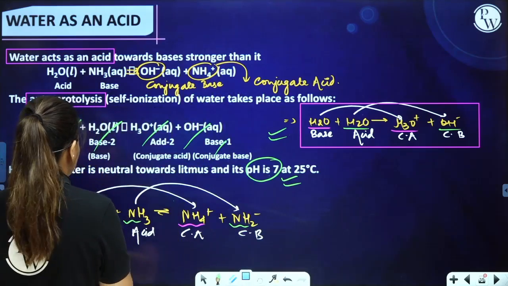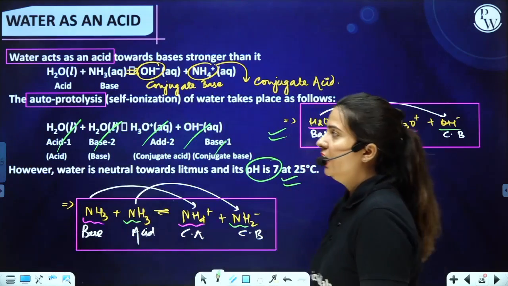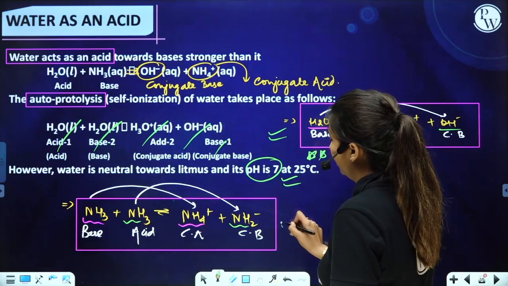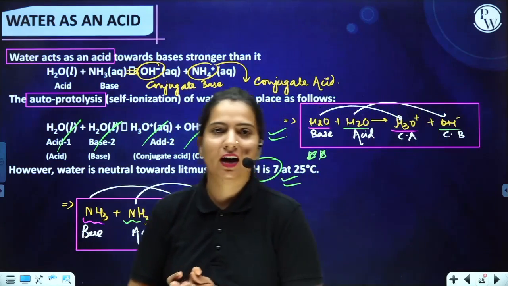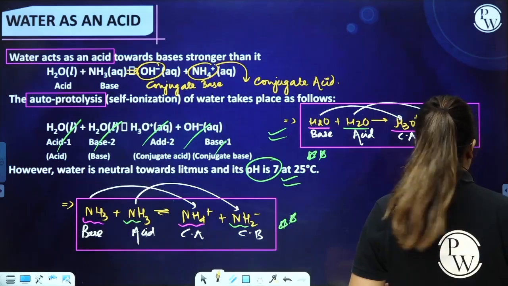This is the reaction you need to learn, you need to understand very, very nicely. These two are the cases of autoprotolysis that are considered in the syllabus of our examination. Okay, so please remember all of these things.